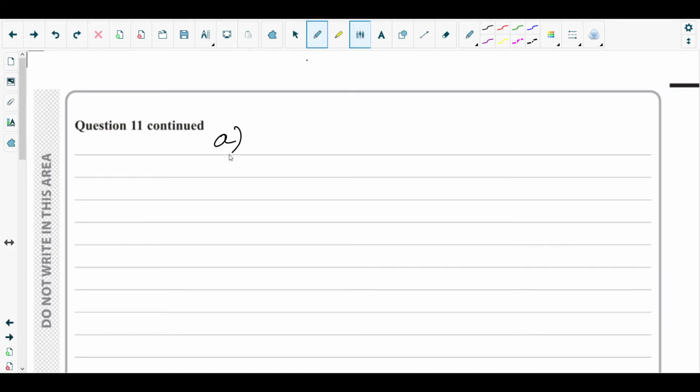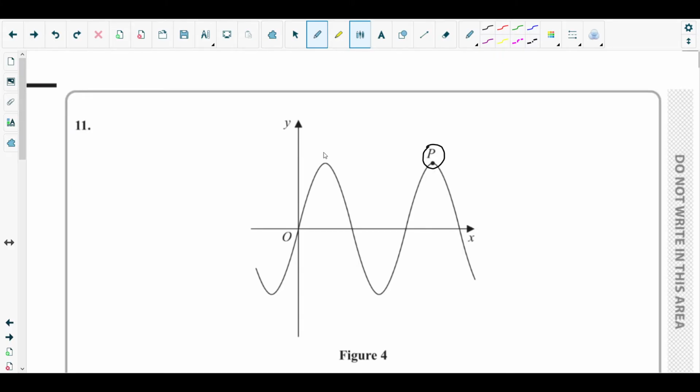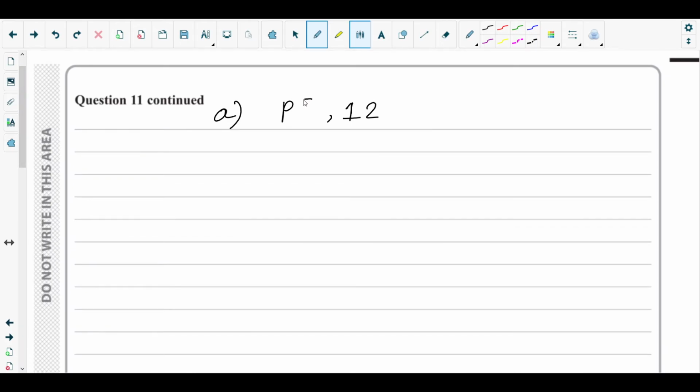Okay, so for part A, the y value of point P is 12, and the x value would be what? The first maximum is at pi over 2, and so the second maximum would be 2 pi later. Because we know that the graph of sine theta is periodic. After 2 pi radians, it repeats. So 2 pi plus pi over 2, that is 2 plus half, 5 over 2 pi radians. So the x coordinate of point P is 5 pi over 2 radian.